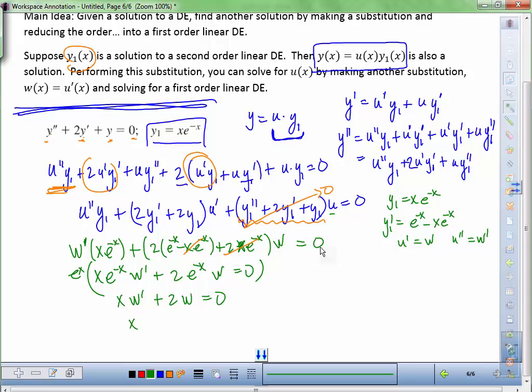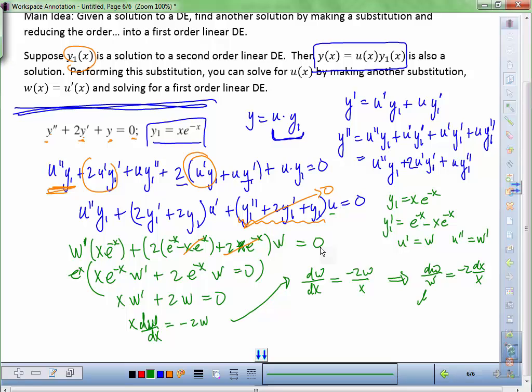Let's see. x w prime is equal to negative 2w. Let's bring the w down here. Let's call this dw dx, so that we can actually see the separating. So we can divide by x on both sides. dw dx is equal to negative 2w over x. So dw over w is equal to negative 2 dx over x.